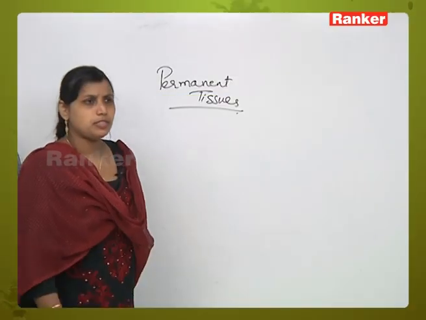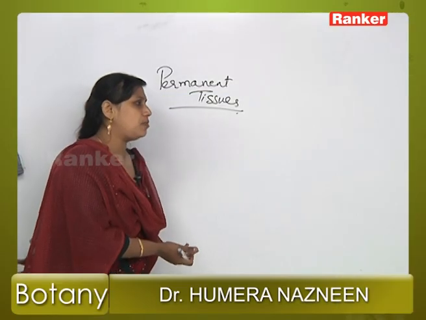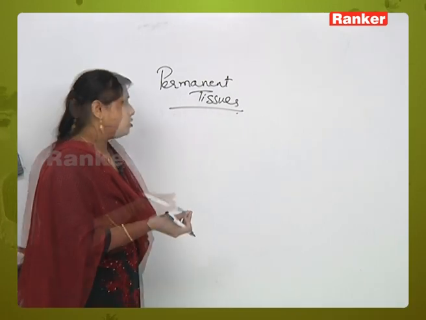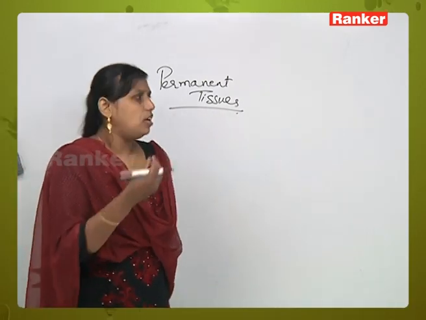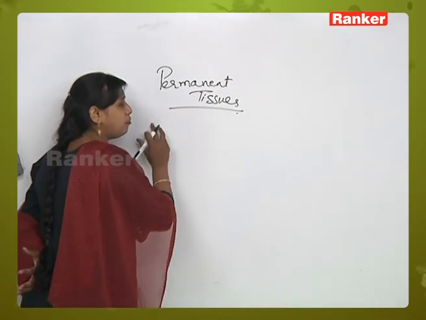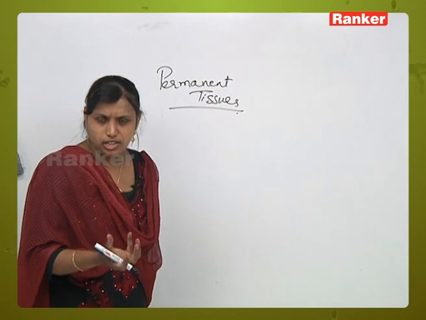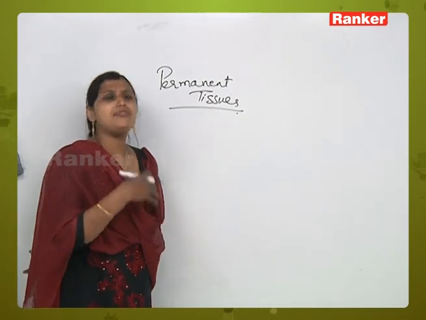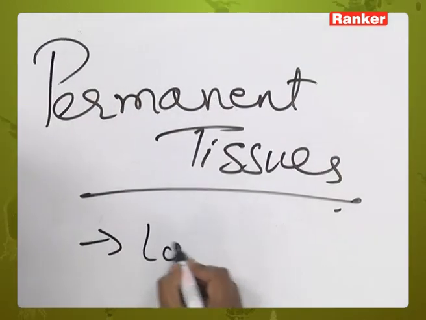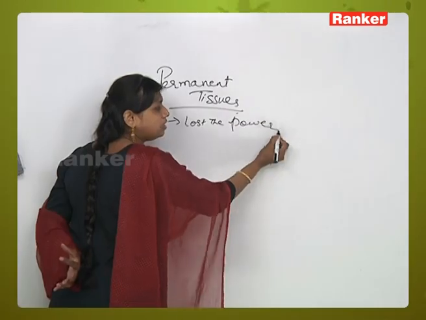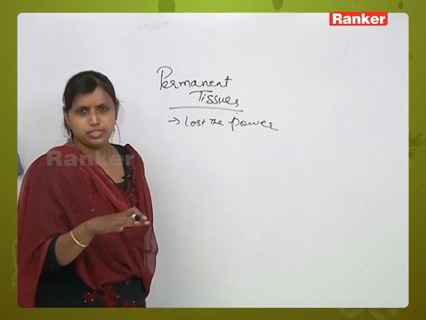The next topic we are supposed to study is one more type of tissue, the permanent tissues. Now what is permanent tissue? A type of tissue, or a group of mature cells, which after undergoing complete differentiation have lost the power of cell division, means they do not undergo any type of cell division anymore.